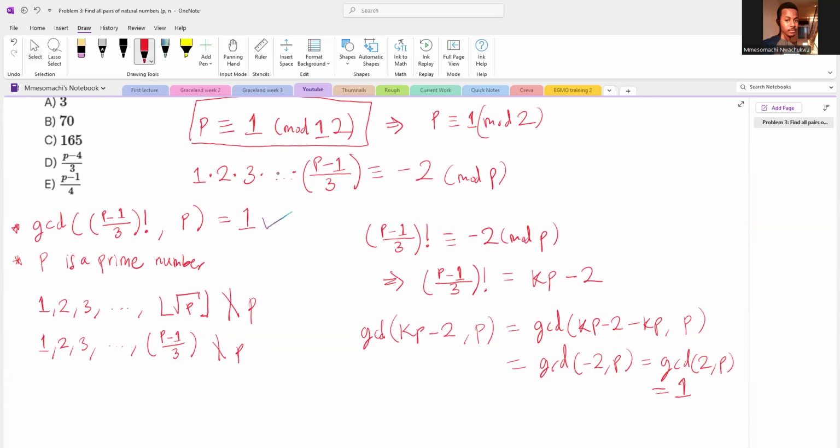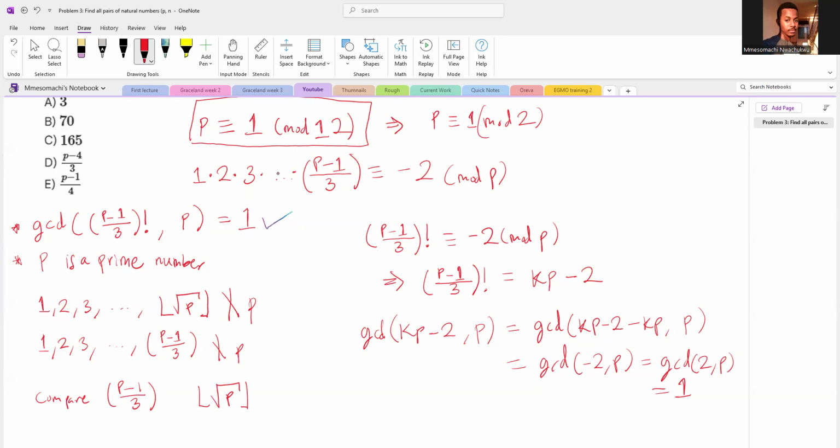We also need to compare (P minus 1) divided by 3 and the floor function. The floor function is the greatest integer less than the square root of P. So that's the floor function. We want to compare these two things.